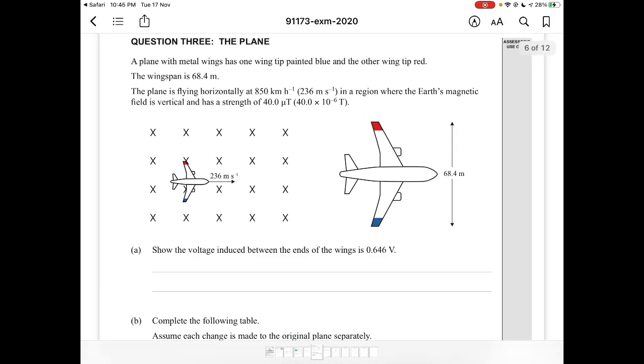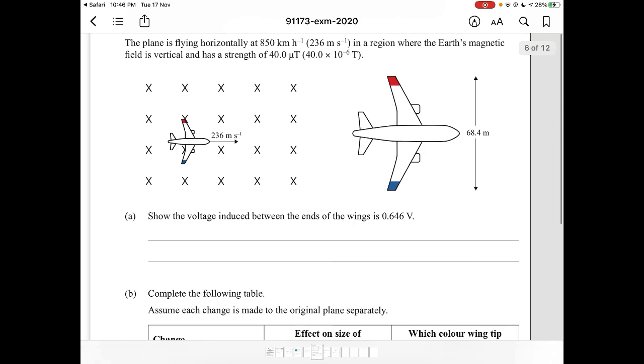Alright, so question 3, the plane. A plane with metal wings has one wingtip painted blue and the other wingtip painted red. The wingspan is 68.4 meters. The plane is flying horizontally at 850 kilometers per hour, 236 meters per second, in a region where the Earth's magnetic field is vertical and has a strength of 40 times 10 to the power of negative 6 Tesla.